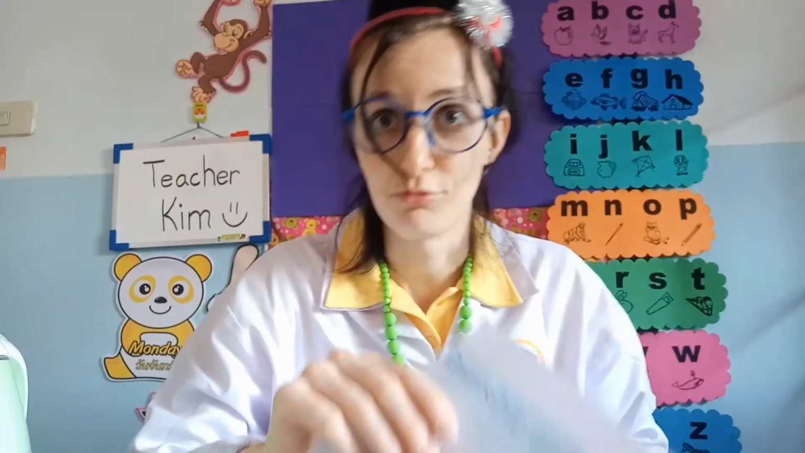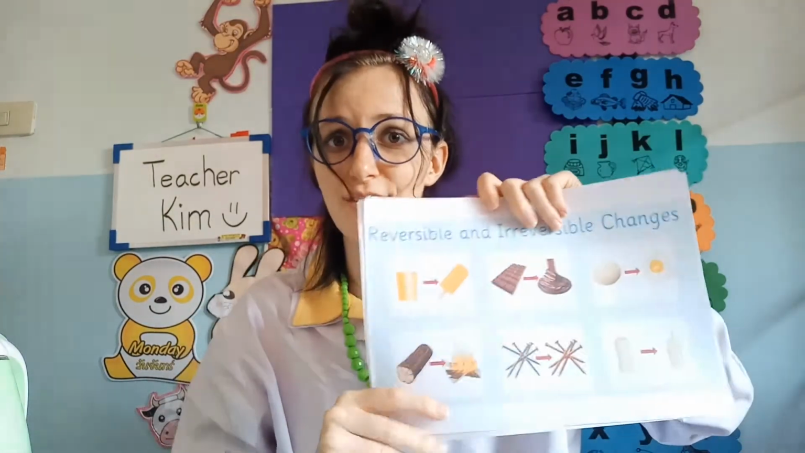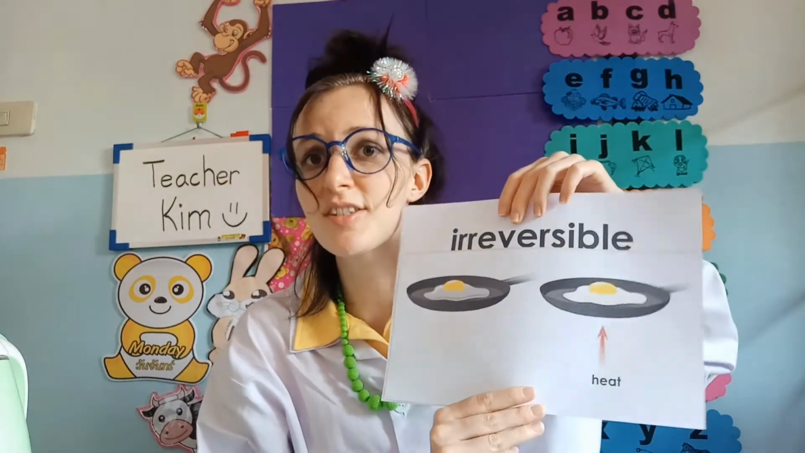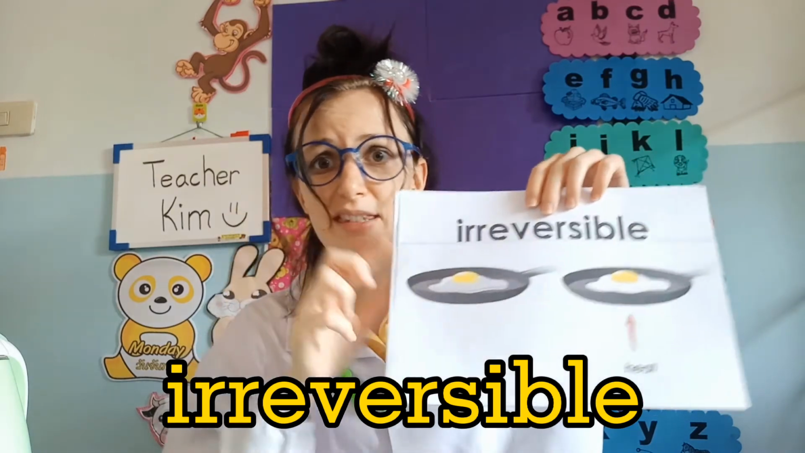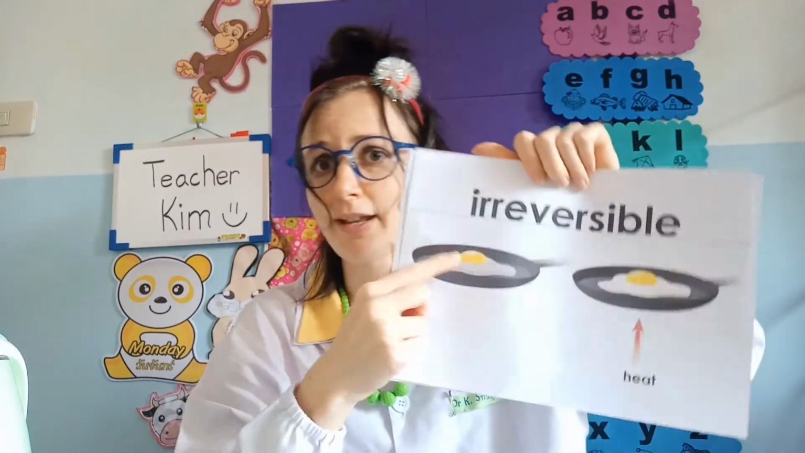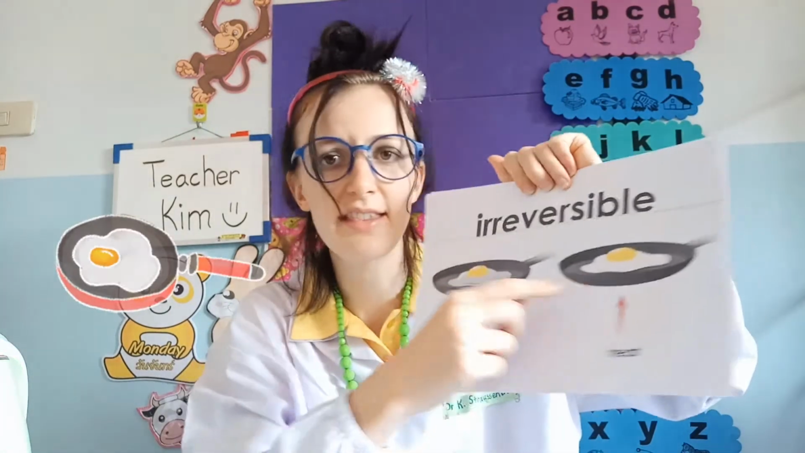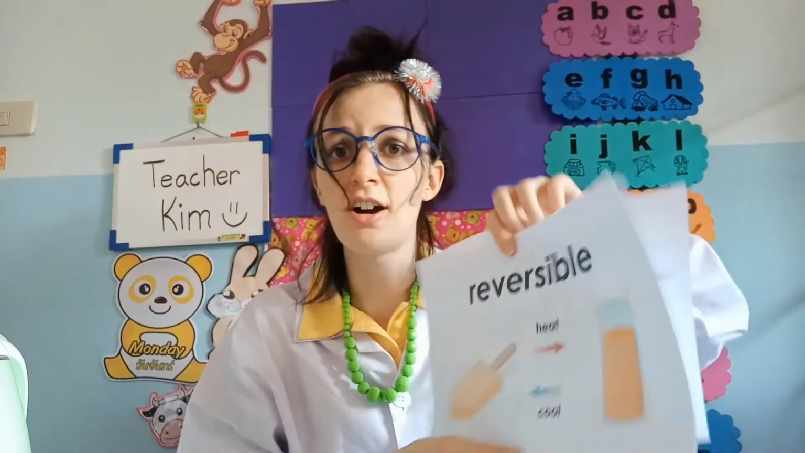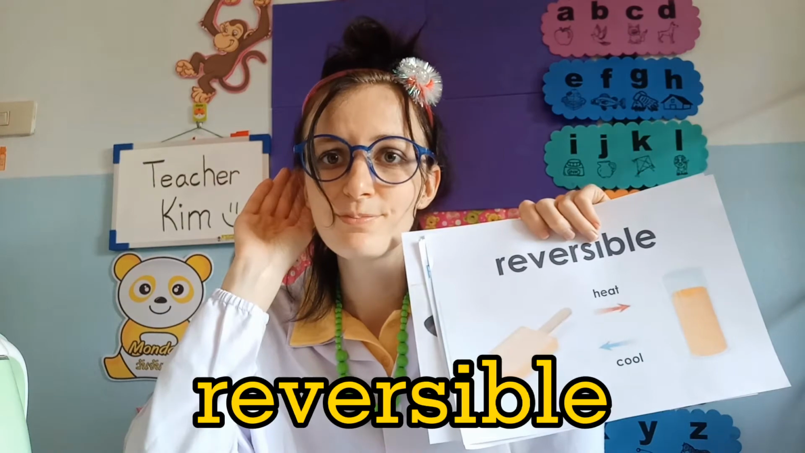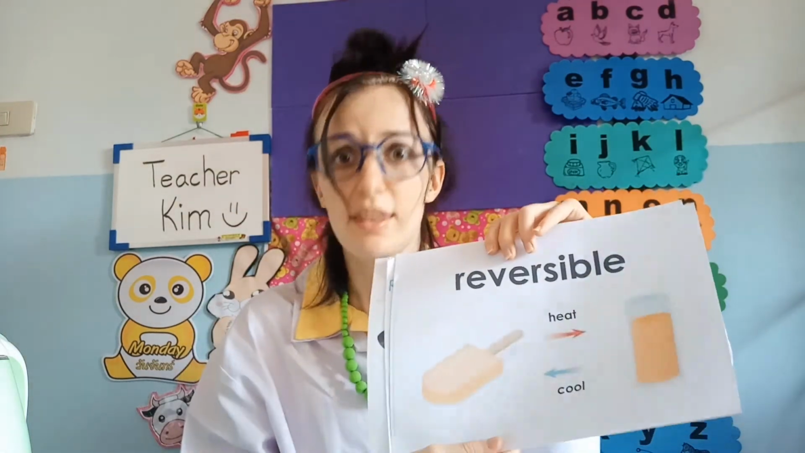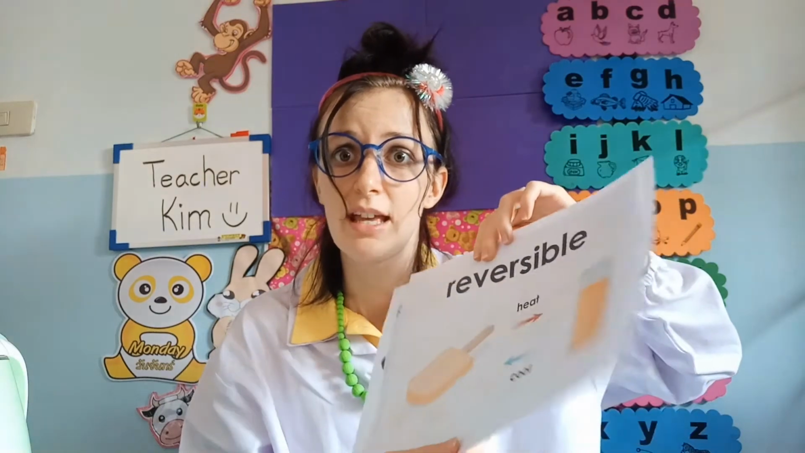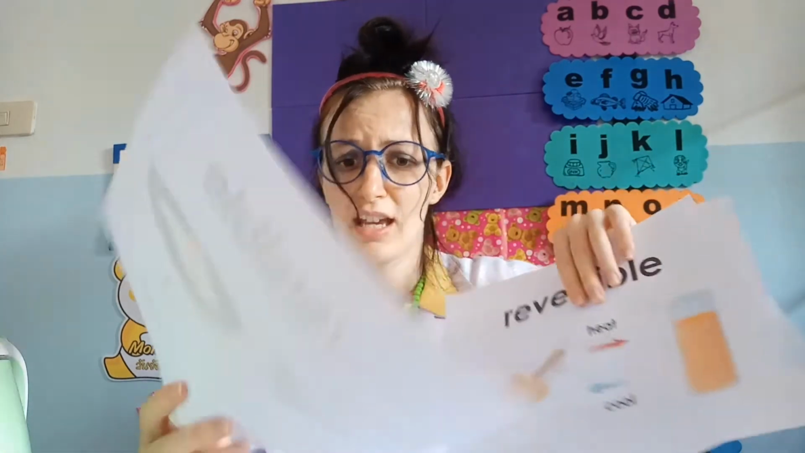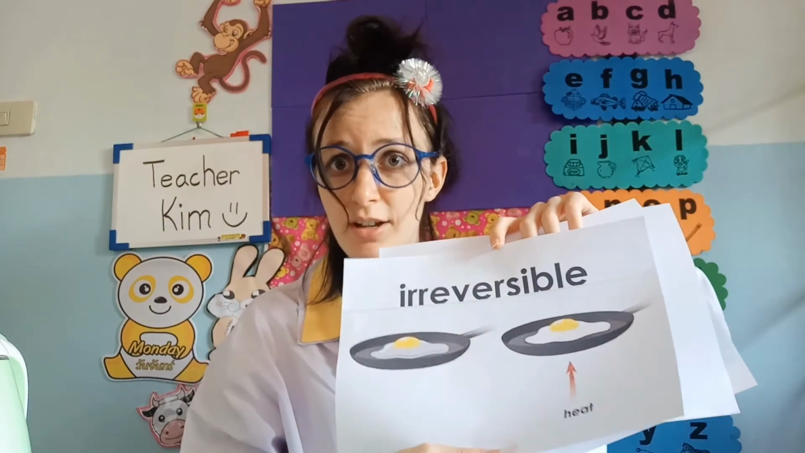Now, last week we learned about reversible and irreversible changes. So let us practice, everyone say, irreversible. These are changes that we cannot undo, like this egg. After I cook the egg, I add the heat, we cannot go back. On the other hand, there are reversible changes. These ones we can go back. These are physical changes. Irreversible changes are chemical changes.